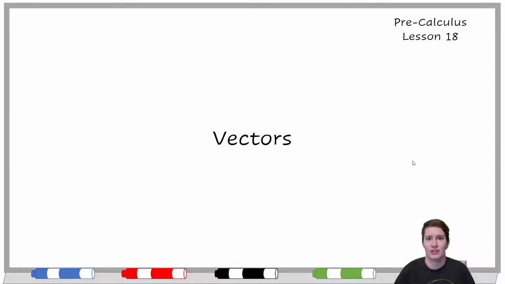This is for Precalculus using the Math UC curriculum. We're on lesson 18, which is pretty exciting stuff. This lesson is about vectors, and if you've had physics, then vectors is something that you should be familiar with. If you have not had vectors, well, buckle up because you're in for an exciting time. So if you've already had physics, this will be easy. If you haven't had physics and then you go and take physics, hopefully vectors will be easier for you than if you hadn't seen them before.